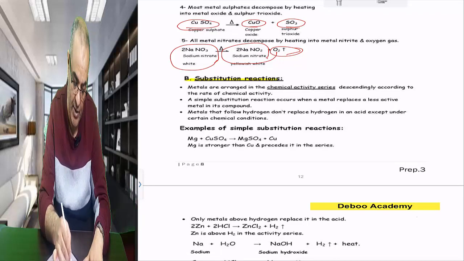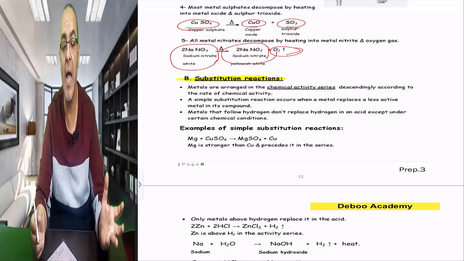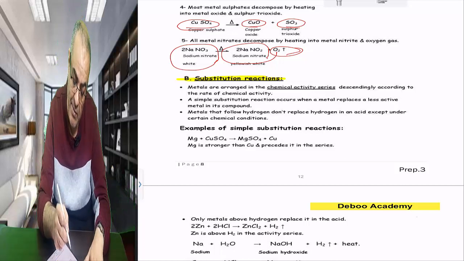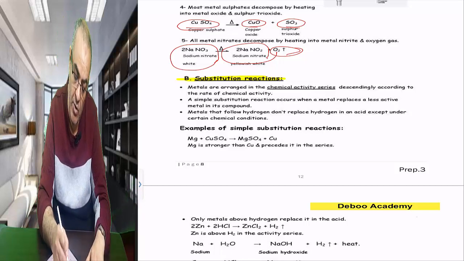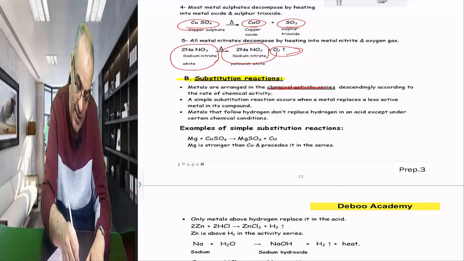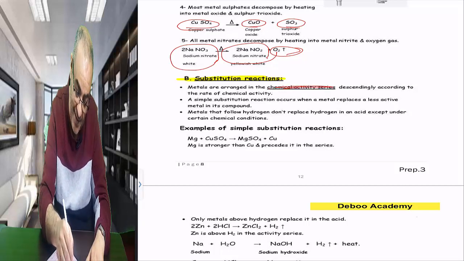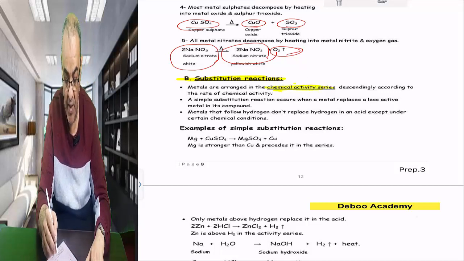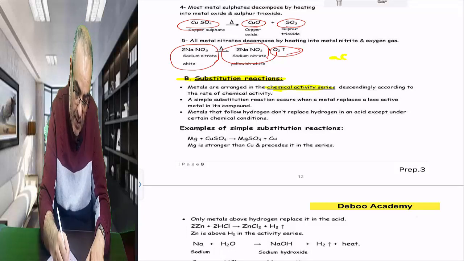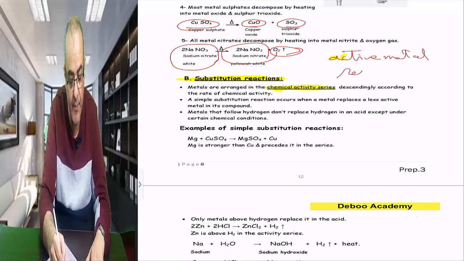Now to the substitution reaction. The substitution reaction is simple substitution and double substitution. With simple substitution, metal replaces metal. It depends on the chemical reactivity series. It is the arrangement of metals according to their activity. The active metal replaces the less active one.